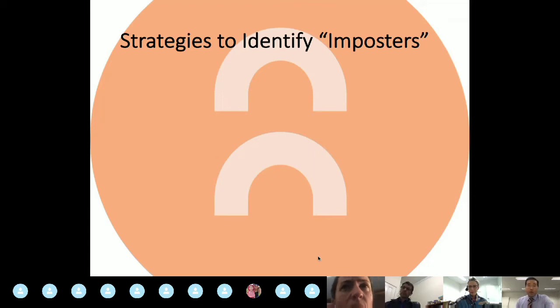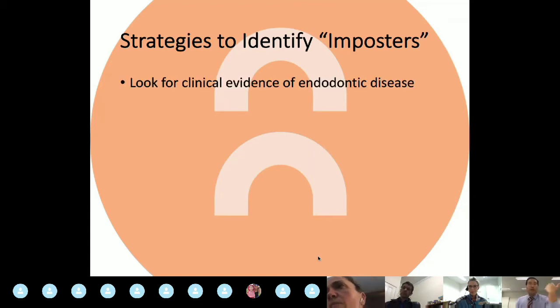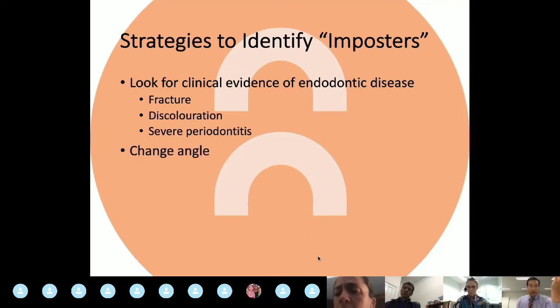So what strategies can we use to identify these imposter teeth, so to speak? Firstly, look for clinical evidence of endodontic disease. If there is clinical evidence of endodontic disease, then regardless of whether or not it's a true periapical lucency, that's clinically significant. But if there's no evidence of endodontic disease clinically, then we should look a little bit harder, by checking for fractures, discoloration, periodontitis.